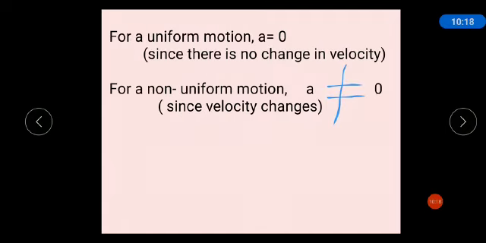As we discussed earlier, for a uniform motion there is no change in the velocity, so acceleration will be equal to 0. And for a non-uniform motion, acceleration will not be equal to 0 because velocity changes with respect to time. So this is the point we discussed just now.